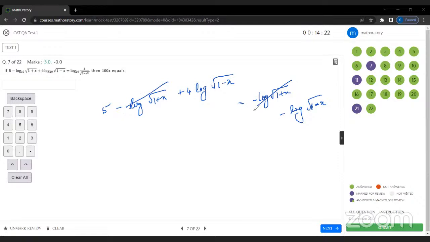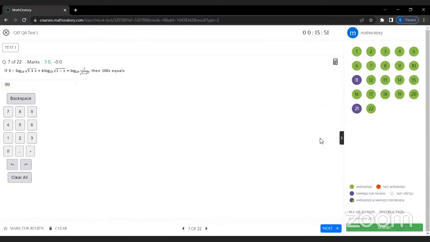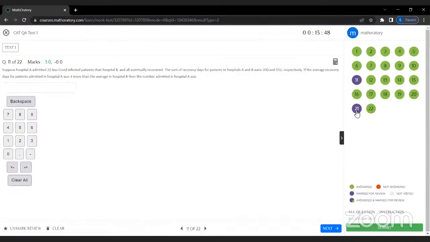वो ये मैंने देखा नहीं था इनिशियली. अच्छा फिर तो सब सिंपल ही हो गया. तो -5 कटेगा, -1, so log of this is -1 base 10. So root over 1 minus x is 10 to the power -1, 1 by 10. 1 minus x is 1 by 100, तो x is 99 by 100. क्या निकालना है मुझे? वो 100x है, 100x is 99. Okay, I think I'll be done very quick, हो ही गया almost.